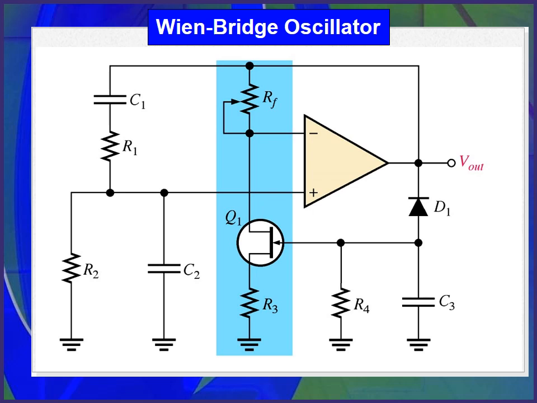Negative output signal forward biases D1, causing capacitor C3 to charge to a negative voltage. This voltage increases the drain-source resistance of the JFET and reduces the gain and hence the output. With the proper selection of the components, the gain can be stabilized at the required level.